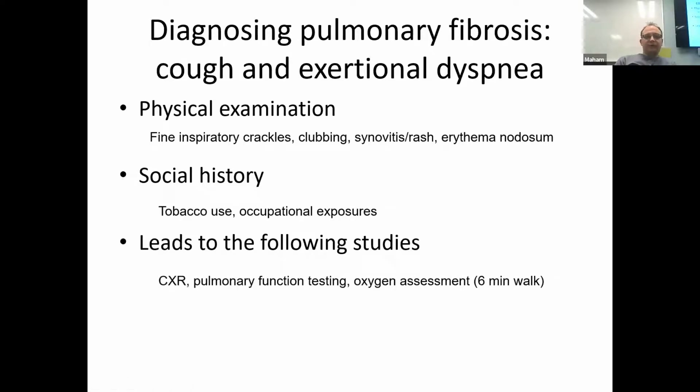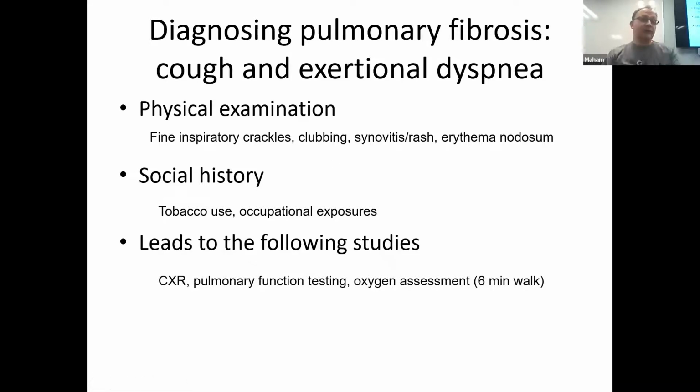And so some findings on further interview are going to be, if you're thinking about rheumatologic disease, synovitis, rash, erythema nodosum. Fine inspiratory crackles is a pretty good physical exam finding for patients with ILD. You won't get those usual kind of wet expiratory and inspiratory crackles that you hear with volume overload. It almost sounds like a fine Velcro. Clubbing is associated with many ILDs.